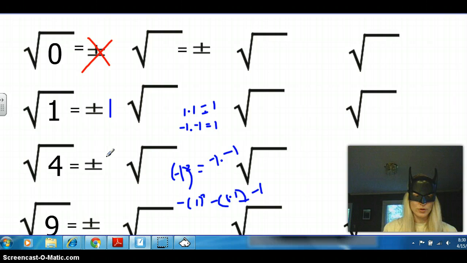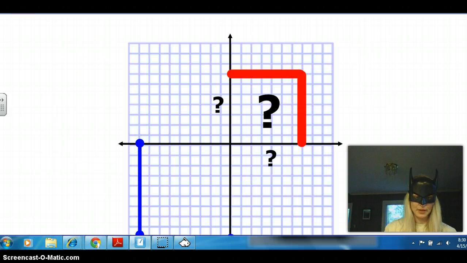So the square root of 4 should be plus or minus 2. Plus or minus means it's 2 or negative 2, because 2 times 2 is 4, and negative 2 times negative 2 is 4 as well.